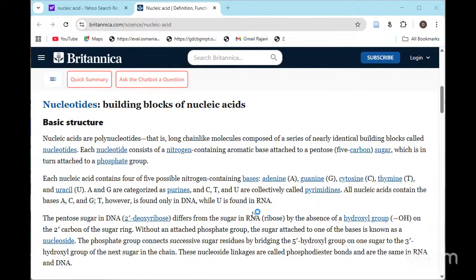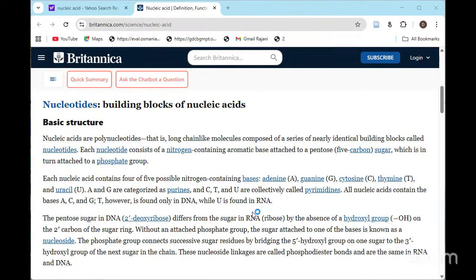Next, each nucleic acid has pentose sugars. In DNA the pentose sugar is deoxyribose, so it is deoxyribonucleic acid. The second one is RNA, ribonucleic acid, where U is found in RNA. DNA does not have it.